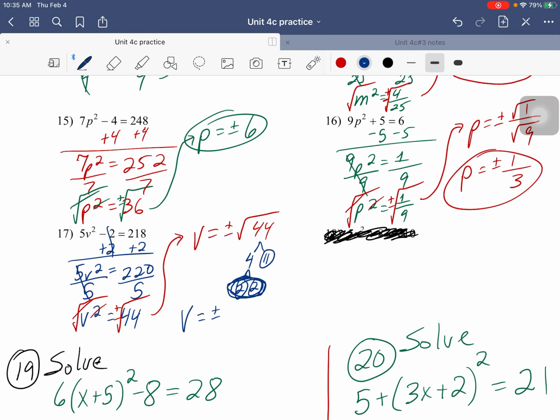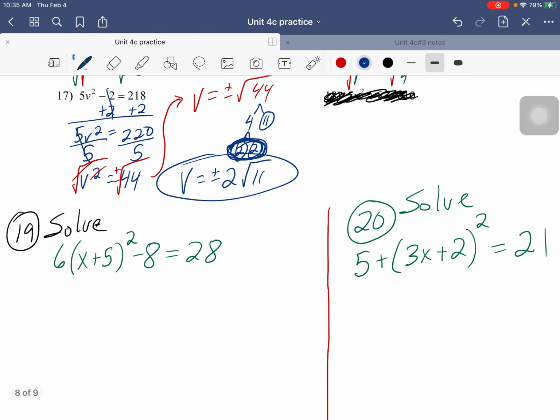2 times 2 is 4. Square root of 4 is 2. And that's why a pair will come out as just one 2. And square root of 11 is left over. So we have a positive 2 square root of 11 and a negative 2 square root of 11. Those are your answers there.